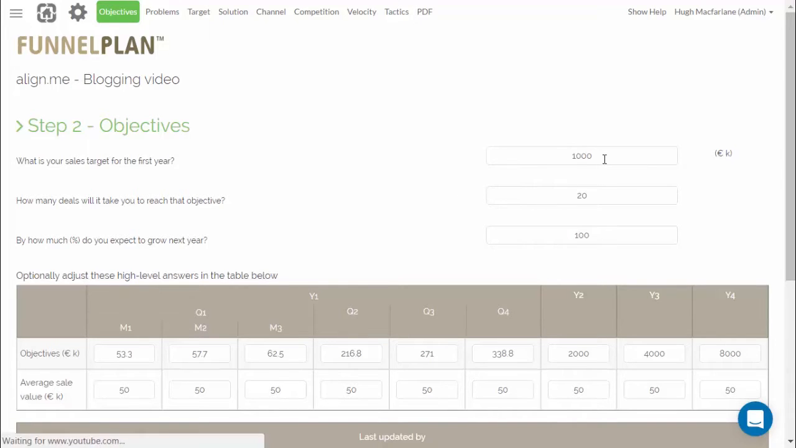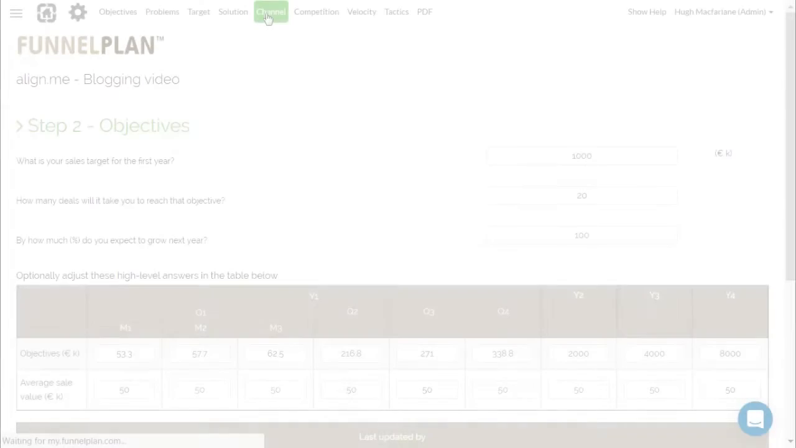Now I want to talk very briefly about revenue versus sales targets. If 100% of your revenue this year will come from sales that you need to make this year, then revenue and sales are the same number. But most businesses, some of their revenue comes from sales they've already made. So what you want here is your sales target, not your revenue target. I've got some more videos inside the application to explain that a bit further.